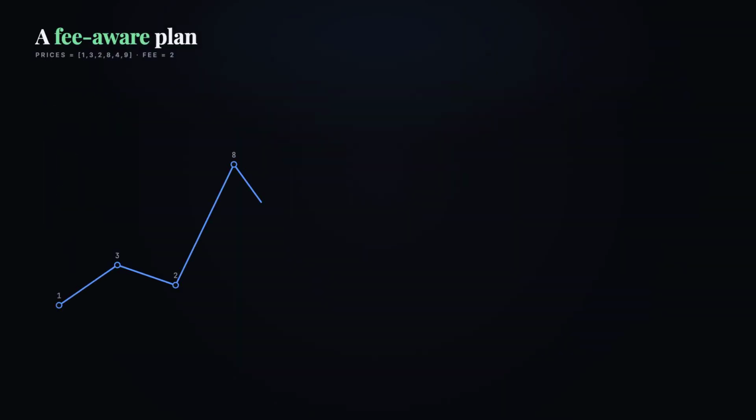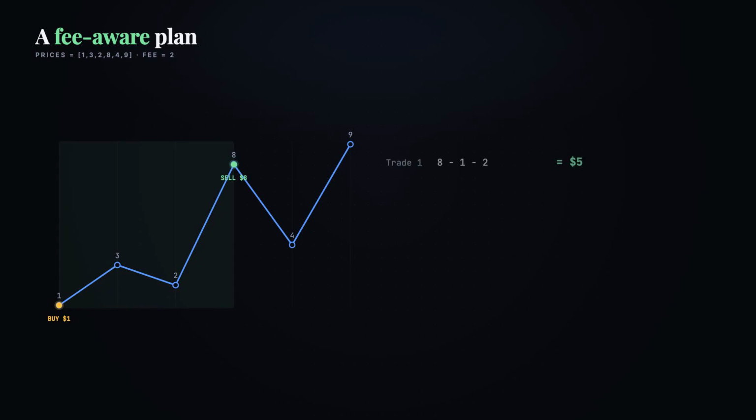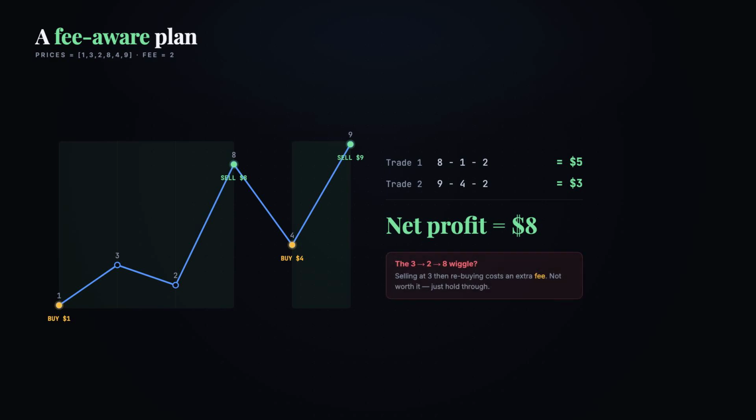Take prices 1, 3, 2, 8, 4, 9 with a fee of 2. The best plan buys at 1 and sells at 8, then buys at 4 and sells at 9. 2 trades, 2 fees. Notice the small wiggle from 3 down to 2, then back up, isn't worth touching. The fee eats any tiny gain.